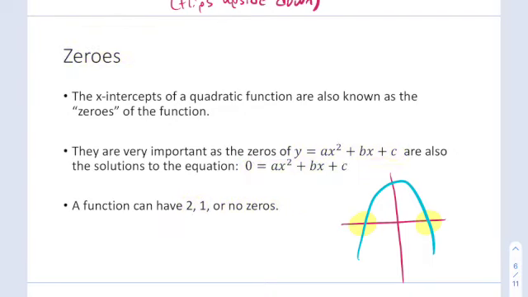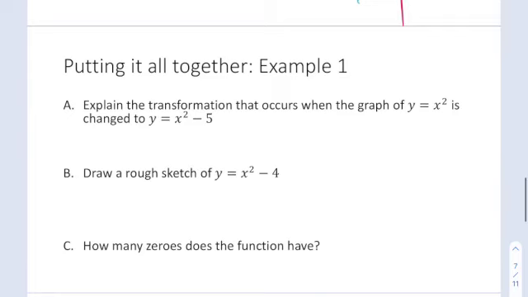This is something we're going to get into more depth with later, but we're going to start that today. So now we're going to get into some examples that put everything together. The first thing they're going to say is consider the parent function and tell us how some other graph has affected that original parent function.